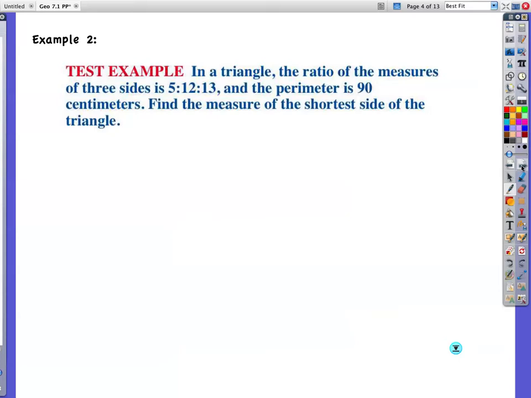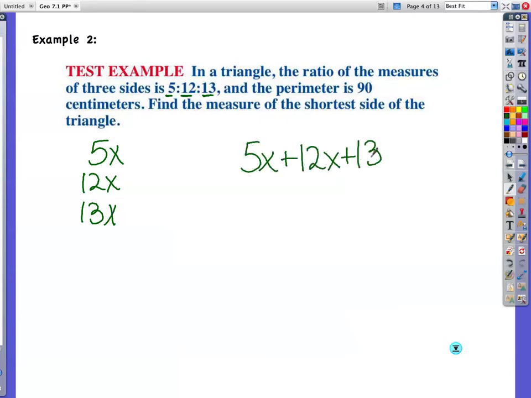But for now, we're just going to say it's 5 parts, 12 parts, and 13 parts. I don't know what a part is, so we can call it x. So I got 5x, 12x, and 13x. And I'm actually going to add that all together because I'm looking for a perimeter. So I'm going to say 5x plus 12x plus 13x gives me a total of 90 centimeters. So now if I add them up, 5 and 12 is 17, 17 and 13 is 30.